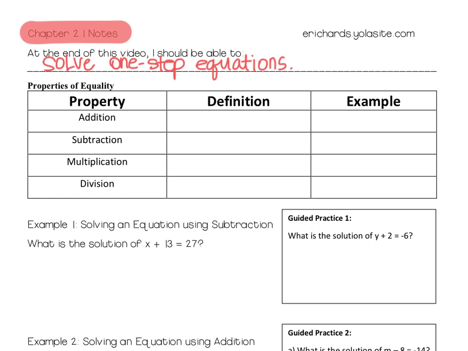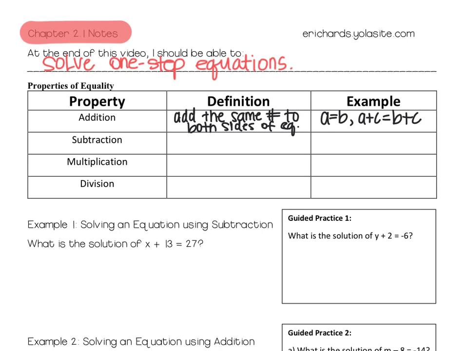The first is the addition property of equality, which states that you can add the same thing to both sides of an equation, and the equation remains true. For example, if I have A equals B and I want to add C to both sides, I can do that as long as I add it to both sides of the equation.